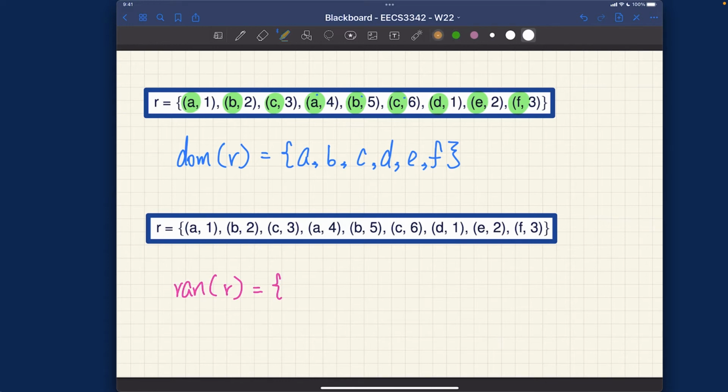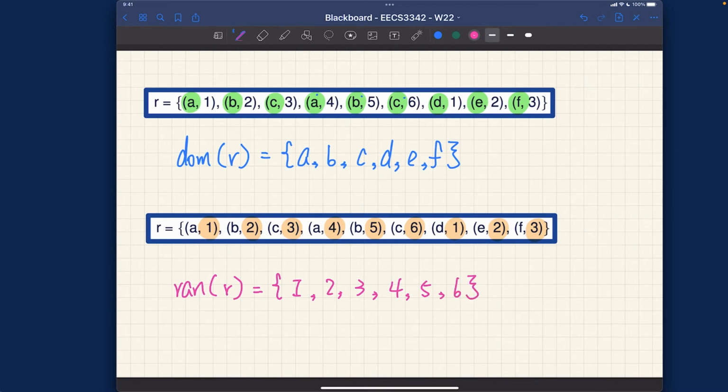Every member there is going to be a value of the second elements. So the second elements will be 1, 2, 3, 4, 5, 6, then 1, 2, 3. We're going to collect them all and also remove the duplicates. So we got 1, 2, 3, 4, 5, 6, and these last three we don't need to include a second time. So it's going to be 1, 2, 3, 4, 5, and 6. So that's the range.